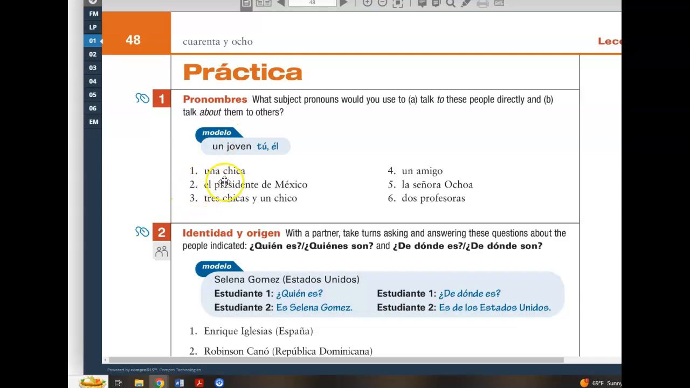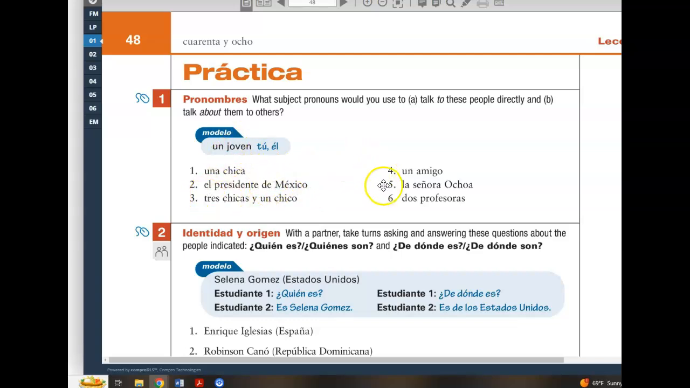We're going to change number 2 to la Presidente de México because the current president of Mexico is a woman. Talking to her, certainly we would want to use usted, right, to be polite to the president. Usted. Whereas talking about her would be just like number 1. Ella. Again, because it's la Presidente de México, a woman president.